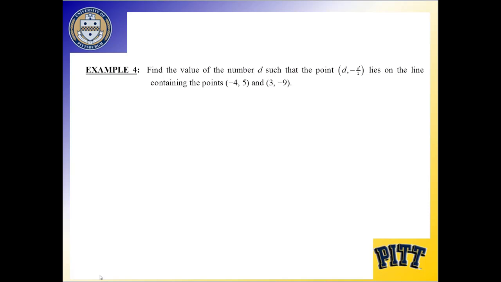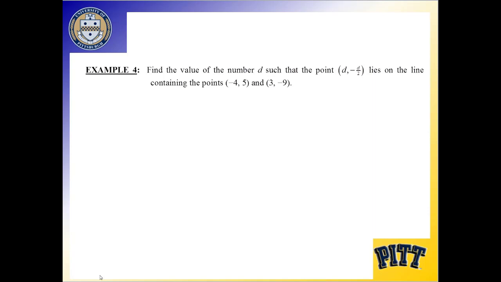The problem says find the value of the number d such that the point (d, negative d over 2) lies on the line containing the points (negative 4, 5) and (3, negative 9). So this is going to represent a point on the line, probably other than these 2 points I have in front of me.